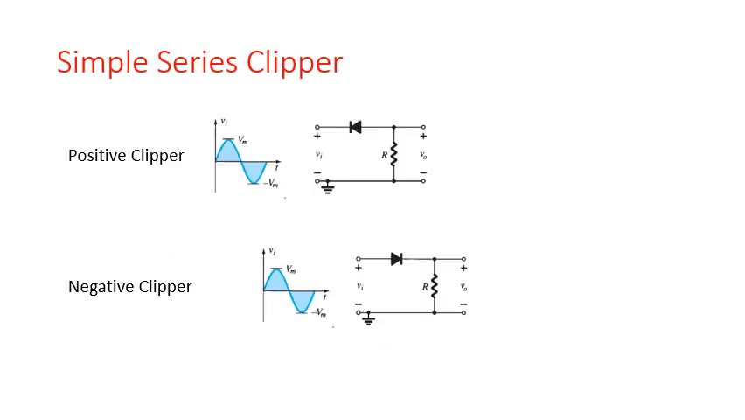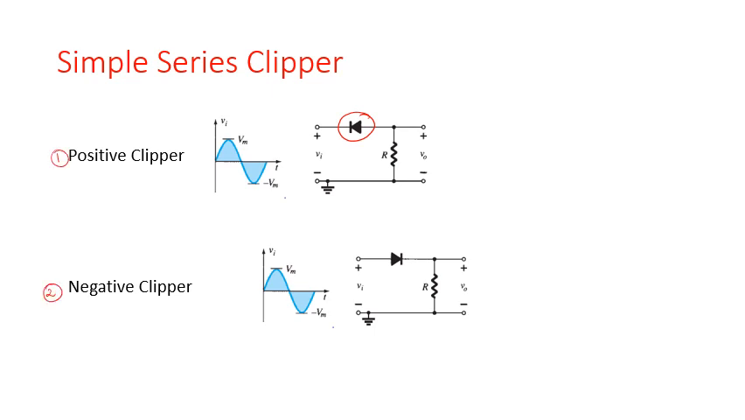Now since we've studied most of the types, just to put everything into a summary, in a simple series clipper, the diode is always placed in series. You have two different types of clippers over here. I have first a positive clipper and second a negative clipper.